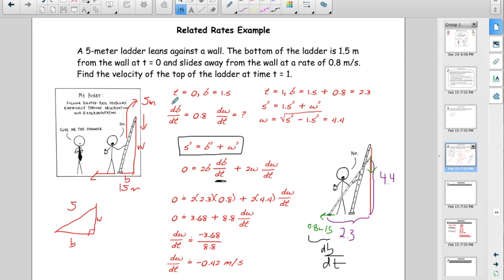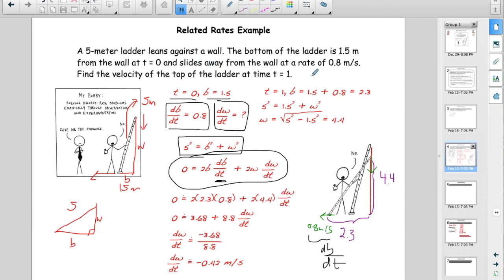Initially, I didn't write all of this down when we first started. At time 0, B was 1.5. dB by dt is 0.8. They're asking me to find dW by dt. And again, as I mentioned, there's the formula we have. Now this formula is dependent upon B and W, and their values, of course, are also dependent upon time. So what's happening? How are we going to figure out what's going on?